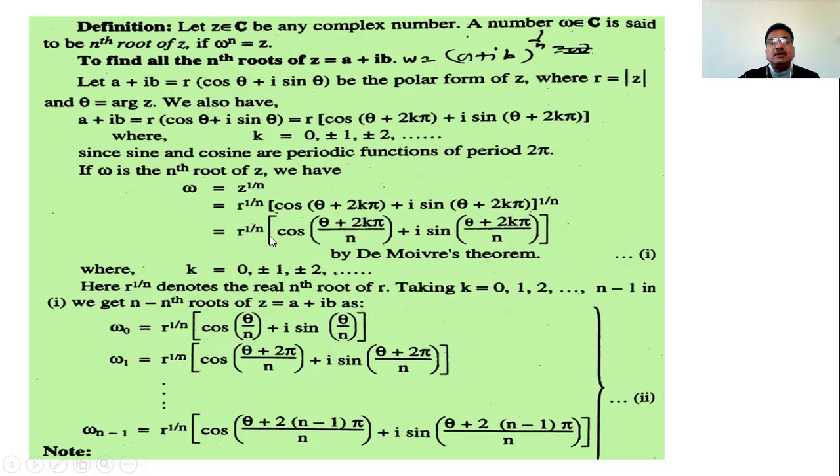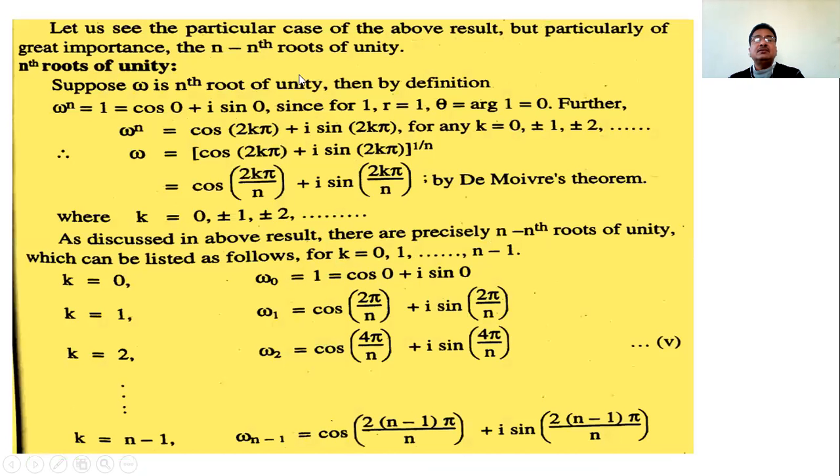Then W1 is what? Substitute K equal to 1. We have this answer. Then substitute in this way, K as N minus 1. We have this answer. And this W naught, W1, up to Wn minus 1 are what? They are the nth roots of this Z equal to A plus IB. Find the nth roots of unity, in the same type of example.